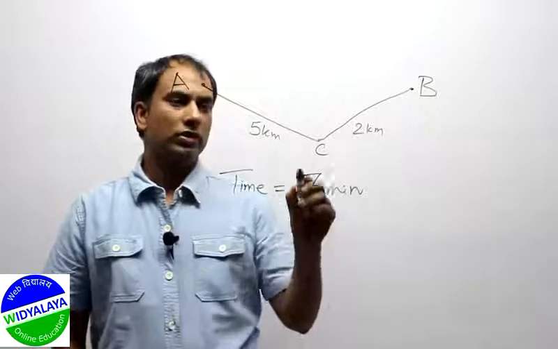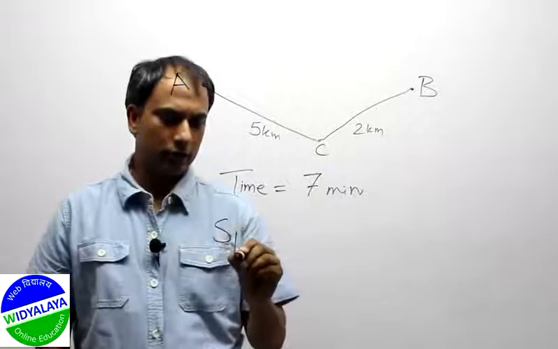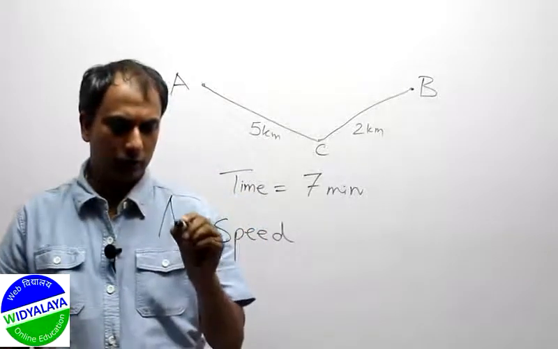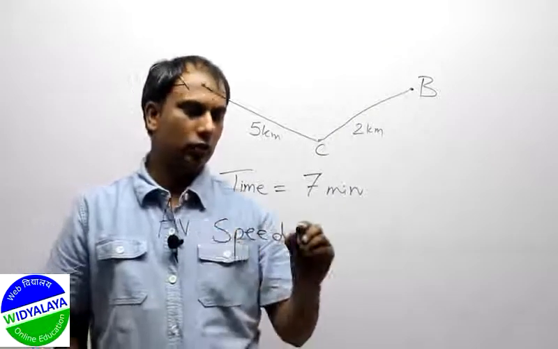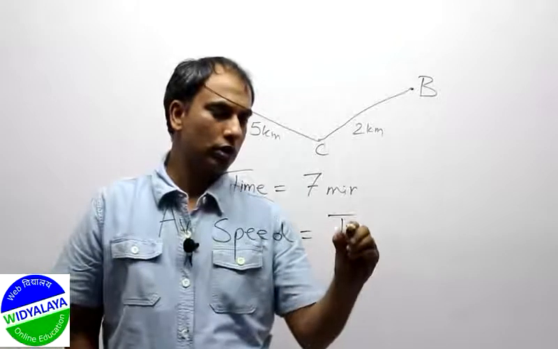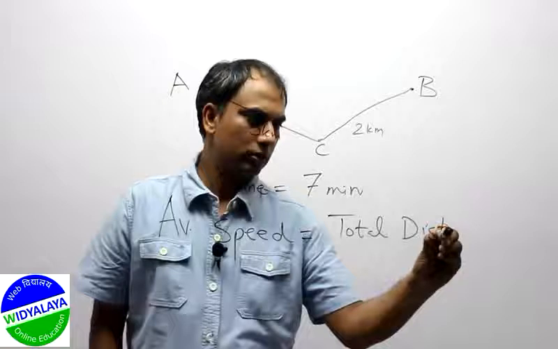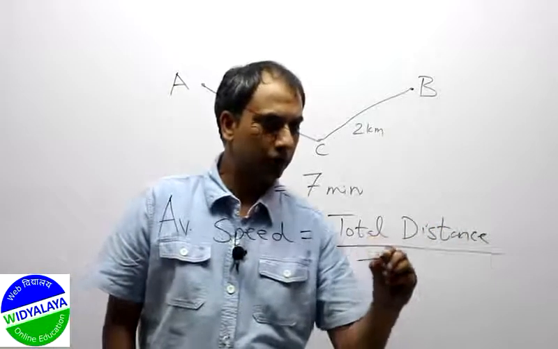So what is this speed? Speed, which we can also say as average speed, we'll write it as AV, average speed, is equal to total distance divided by total time.